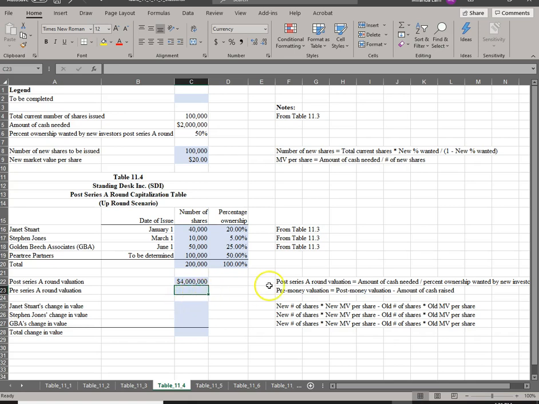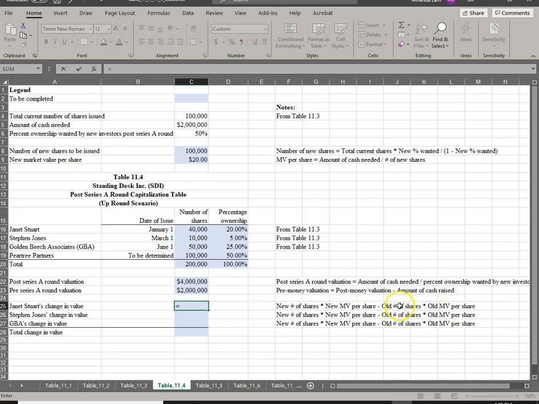So the pre-money valuation, so in this case, we want to be specific, is the pre-Series A money valuation, is the post-money valuation minus the amount of cash that you raise, which is $2 million. Now we can look at what the change in value is. So the change in value is the new number of shares times new market value minus the old number of shares times the old market value.